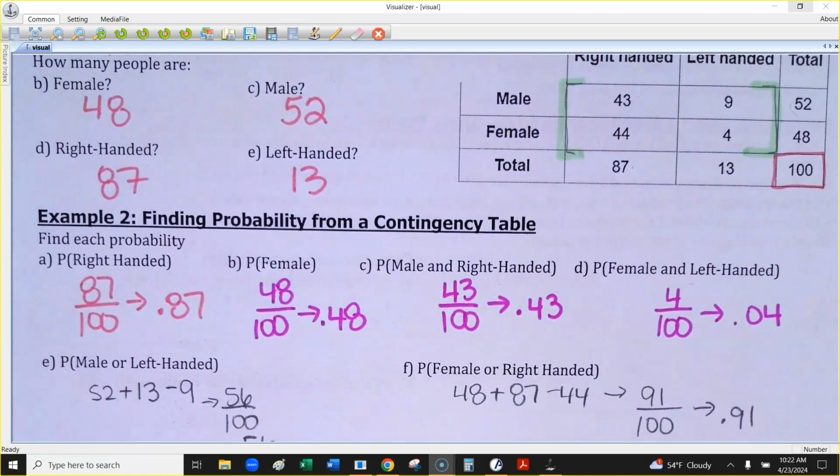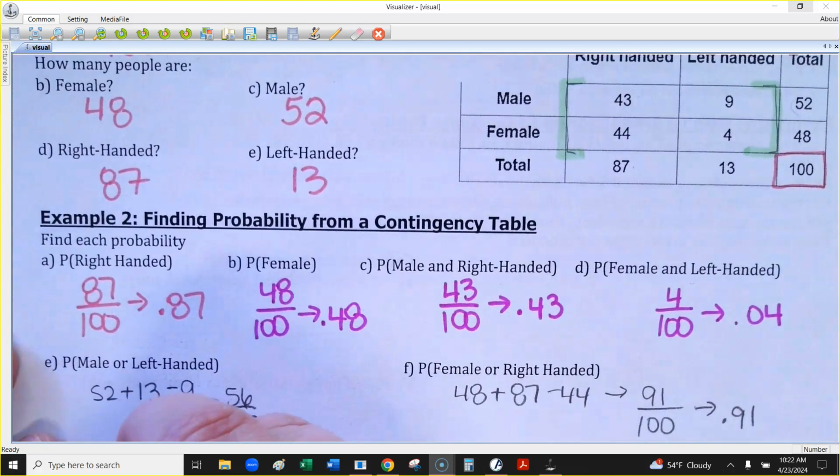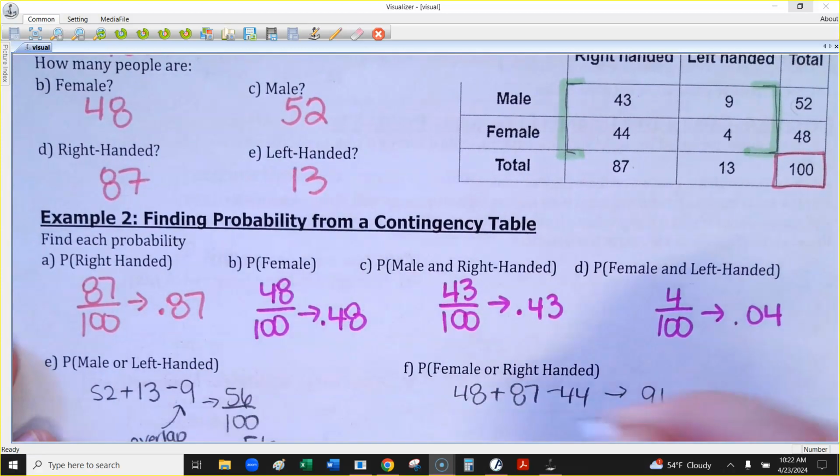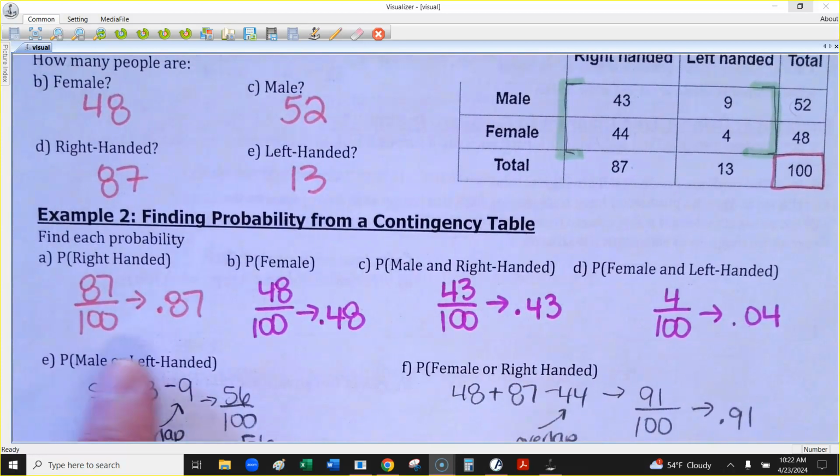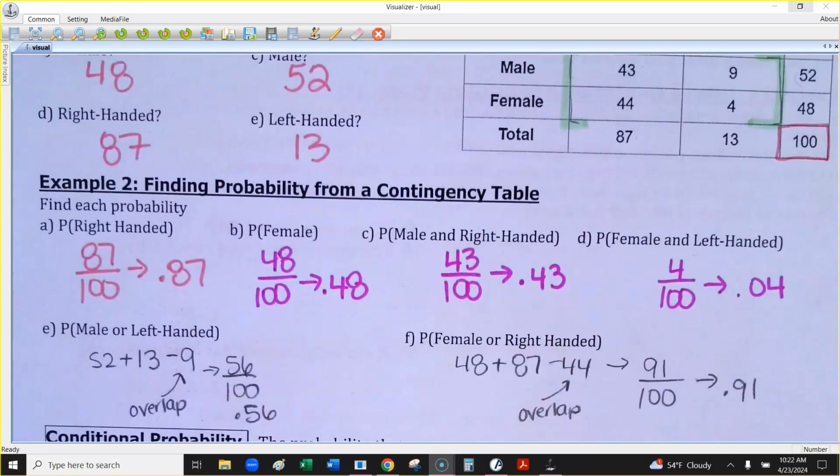Okay. So as I'm doing that, what I'm subtracting is the group that I counted twice, which would be the overlap. So like here, the overlap is female and right-handed. The overlap here is male and left-handed. You're subtracting off that overlap to get your percentage.